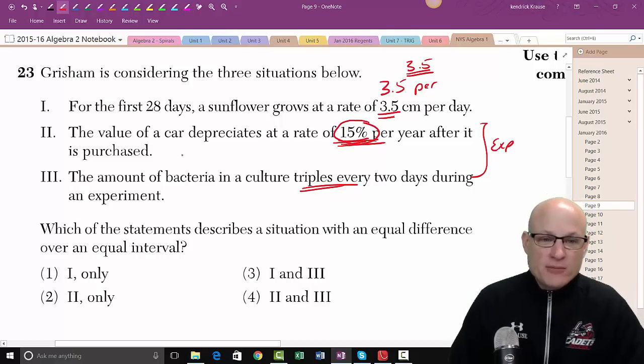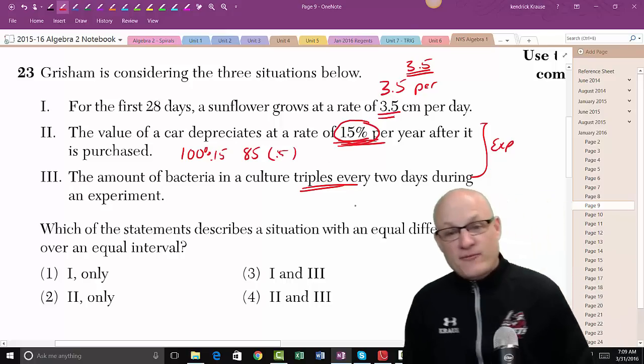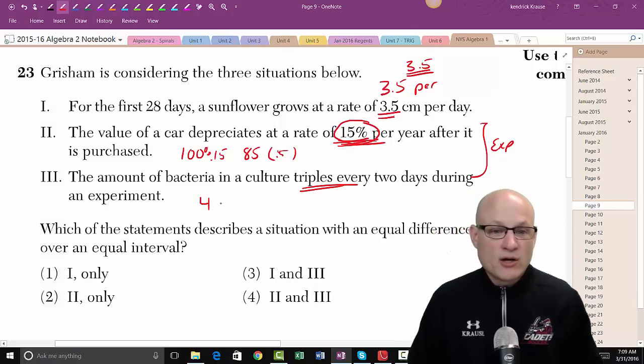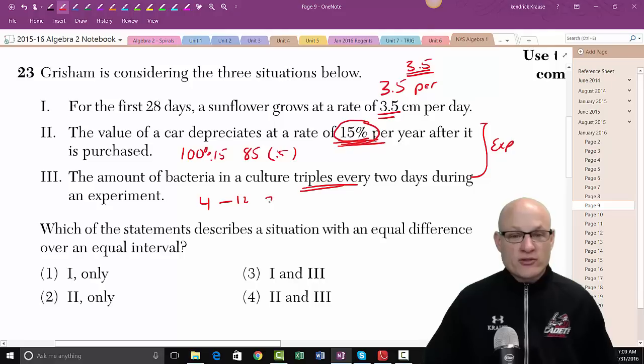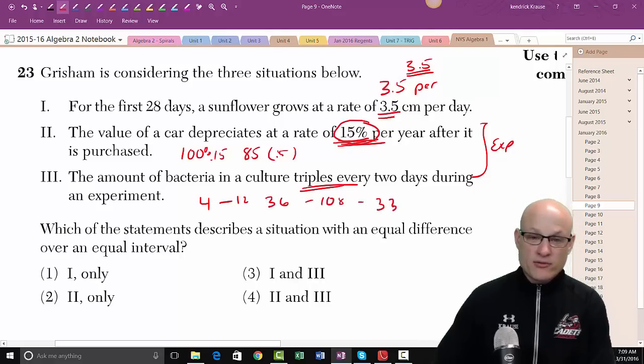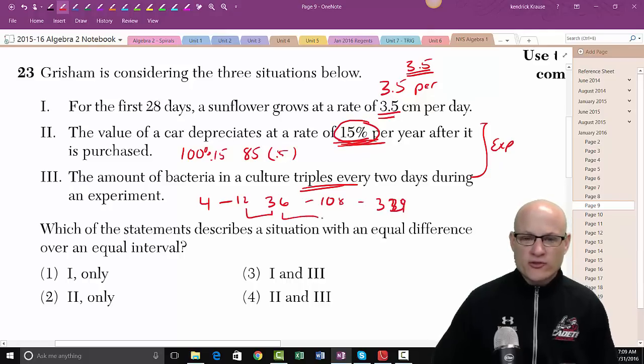If you took 15% of 100 and you multiply by 0.15, and you subtract, you'd get 85. And then if you took 15% of that, it would be a smaller number. And then if you took 15% of that, it would be a smaller number. If you triple something, if I take a number like 4 and I triple it, I get 12. And then I triple that, I get 36. And if I triple that, I get 108. And if I triple that, I get 324. Notice the difference is it's just getting bigger and bigger.